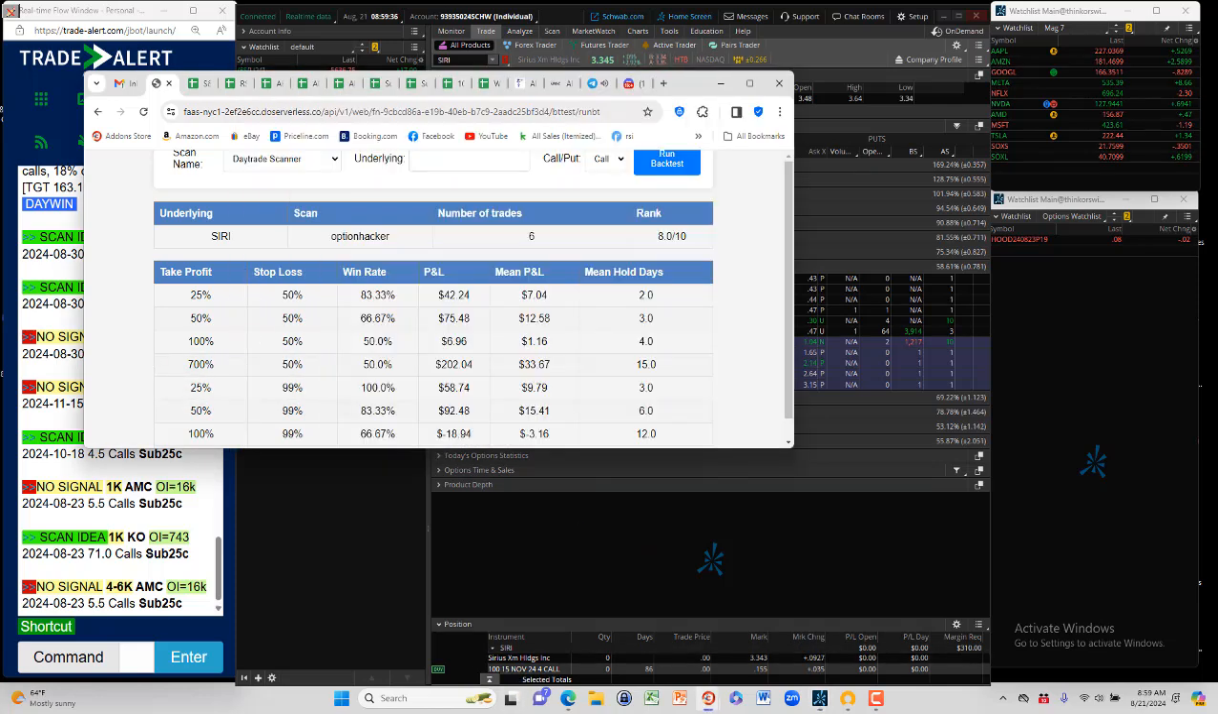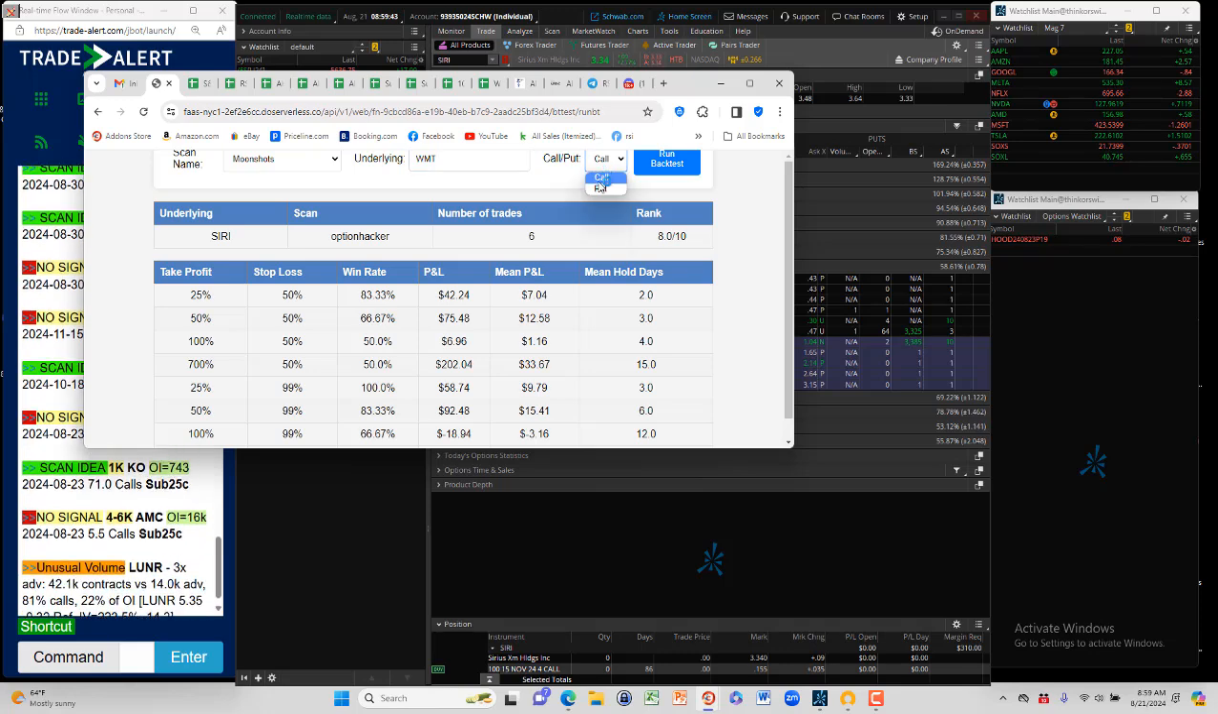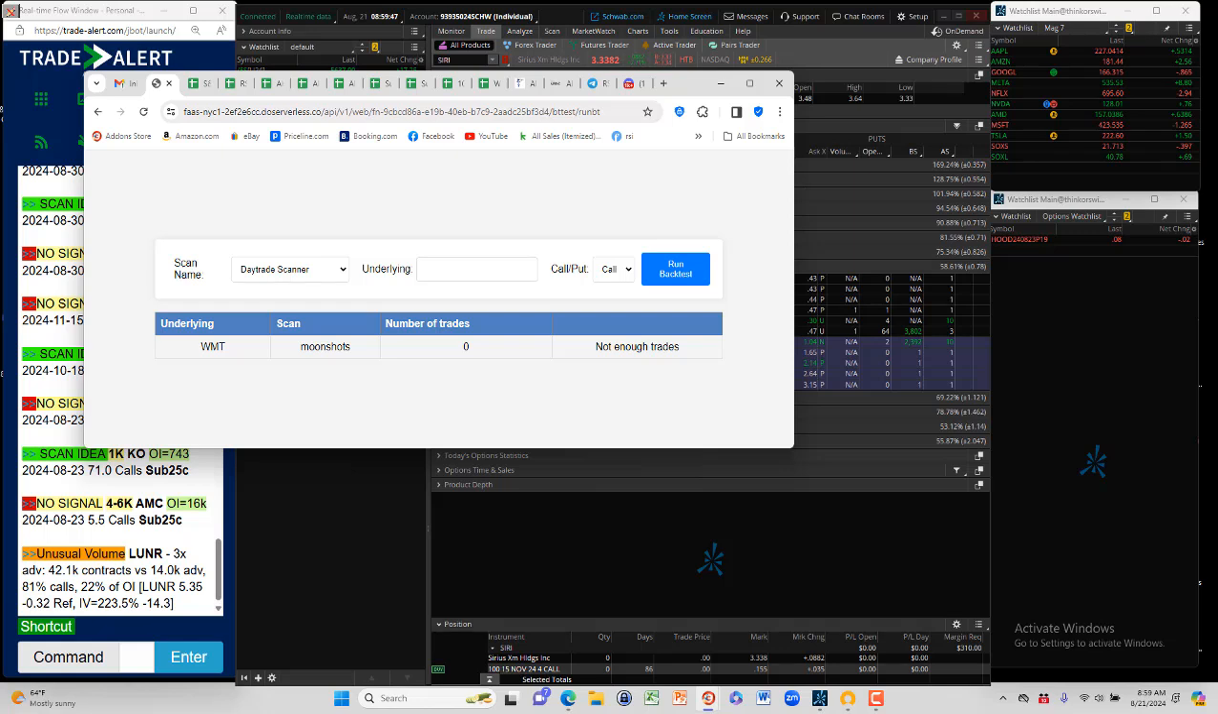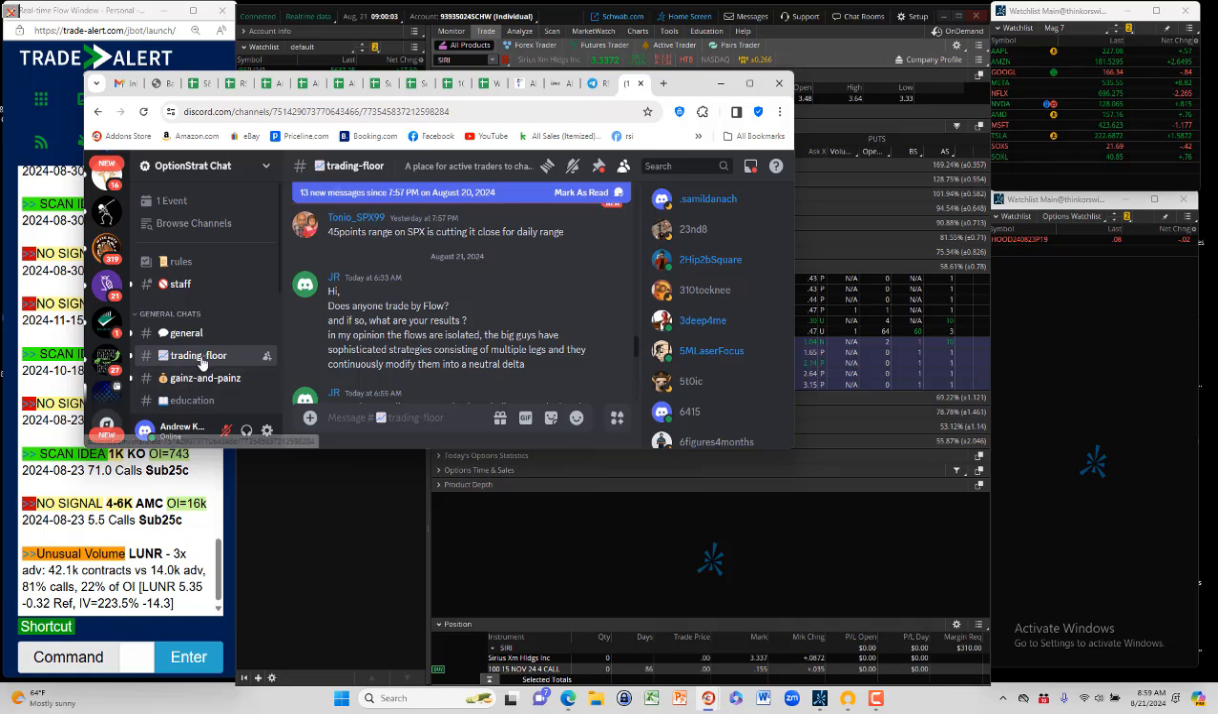Not filled yet. Then we see moonshots. We see puts in Walmart. So let's go to moonshots and go to Walmart puts. Not enough signals. Moonshot scanner. Buyer of Walmart 8/23, 2024, 75 puts for 29 cents. 7/15, 2024.